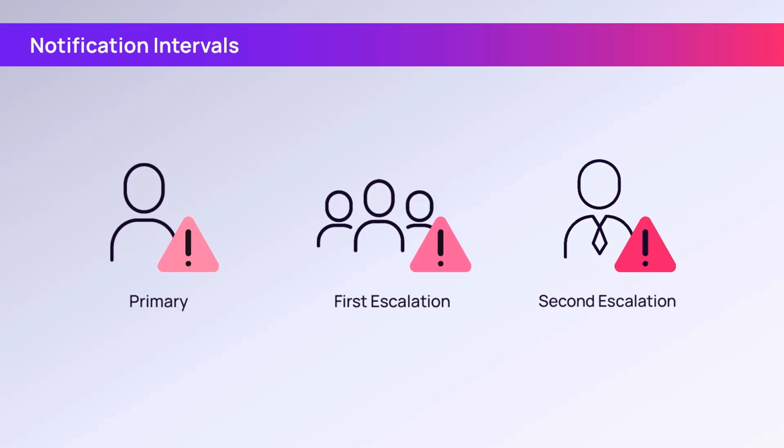Only users selected for each level of notification will be notified. If the primary recipient is not identified to receive a first or second escalation notification, they will not be included in alerts on that individual status change.